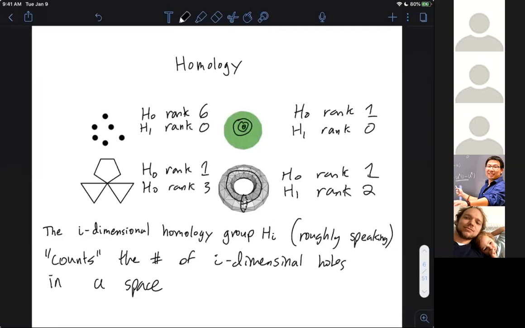And then you can also talk about 2-dimensional holes. So the sphere, this is a hollow sphere. It has a single 2-dimensional hole. You can fill it with jelly and the jelly won't spill out is the interpretation. And the torus, this hollow torus, also has a 2-dimensional hole. Again, you can fill it with jelly and the jelly doesn't come out.